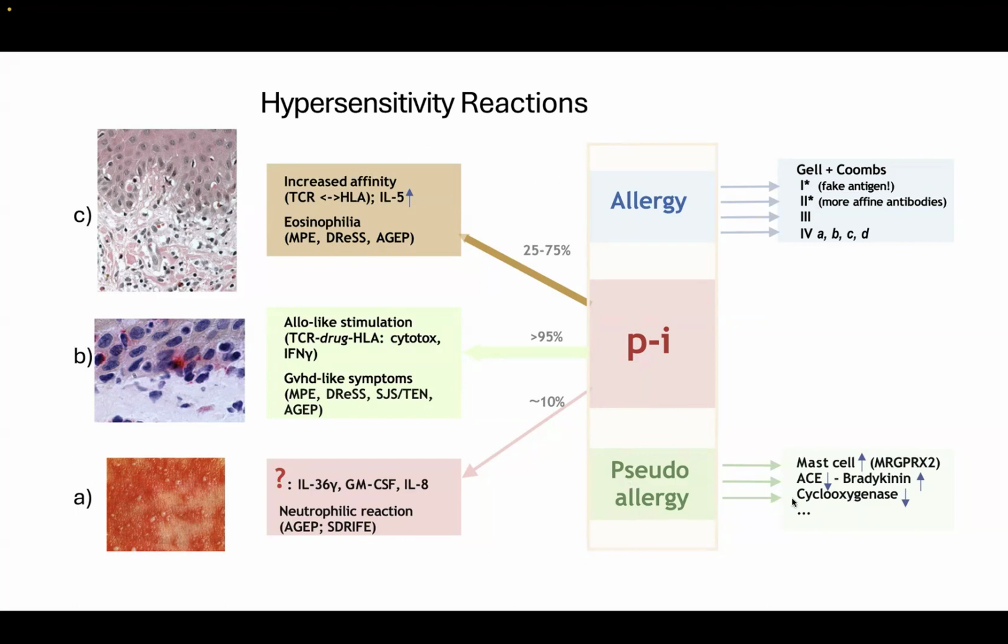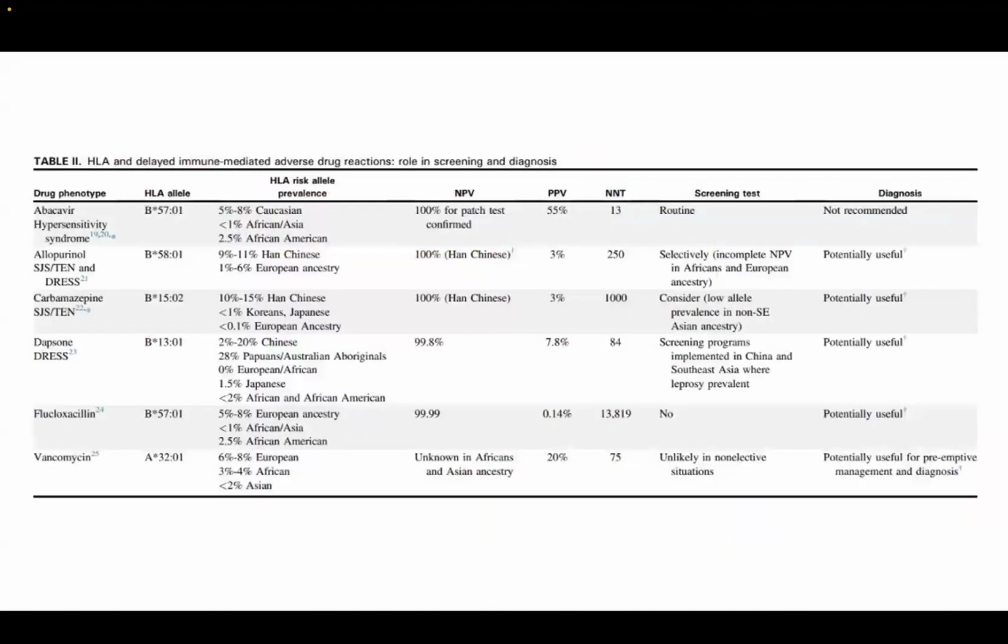Then the pseudo-allergy, which is mast cell stimulation via MRGPRX2, with increased inhibition that increases bradykinin, or cyclooxygenase COX-1 mediated reactions. So what is the role of HLA? We now understand that HLA plays a major role in the response to the drug.